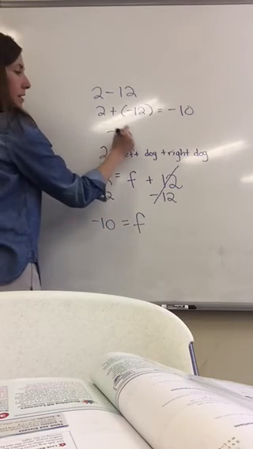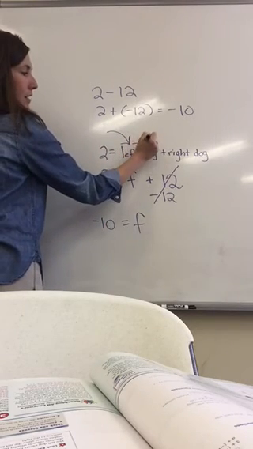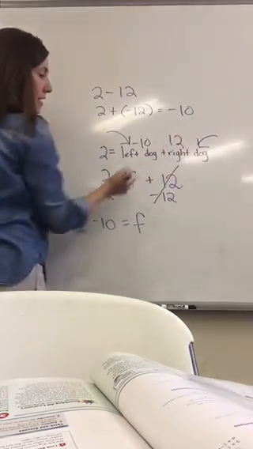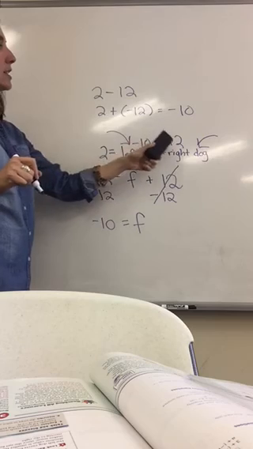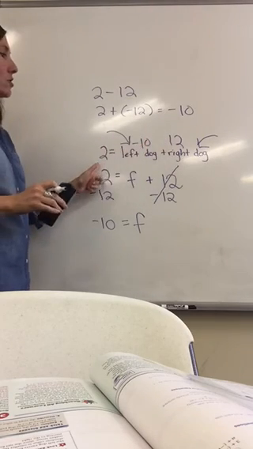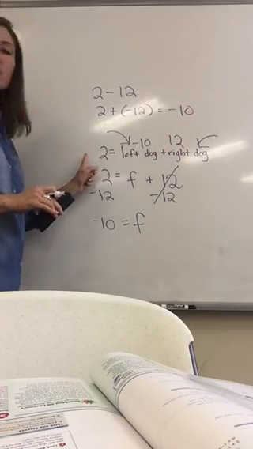Let's plug that back in. This is negative 10, the dog on the left. This is 12, the dog on the right. So we have 2 equals negative 10 plus 12, and that would be correct because 12 minus 10 is 2, and the bigger number is 12, which is positive.